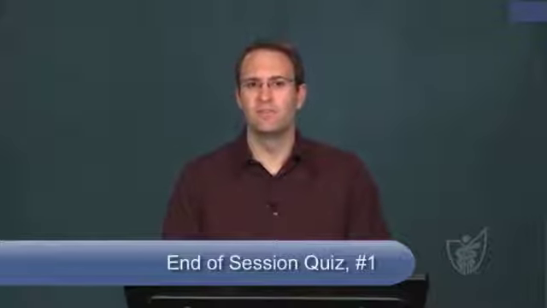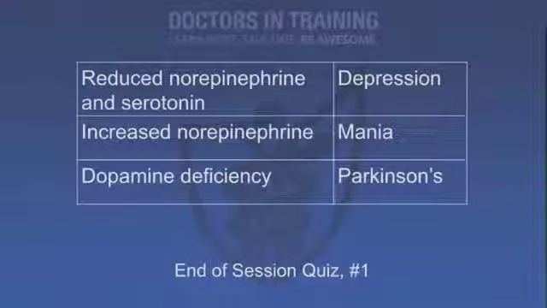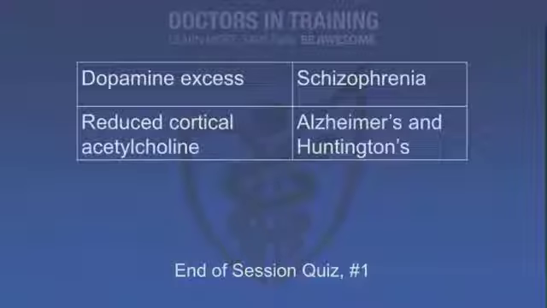All right, it's time for our end of session quiz. Let's get started. What disorder results from abnormal levels of the following neurotransmitters? Well, first we have reduced norepinephrine and serotonin. We've talked about these before. This will lead to depression. Increased norepinephrine. This can lead to mania or anxiety. Dopamine deficiency, easy, Parkinson's. Dopamine excess, schizophrenia. Reduced cortical acetylcholine, Alzheimer's disease.